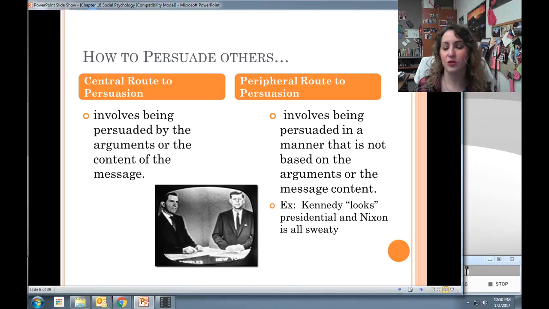It had nothing to do with the content of the message, but the people that saw it, they saw the peripheral route. They saw everything else besides the content. They saw the way that they stood, the facial expressions that they made, exactly what they were wearing. And that changed it. It's very possible that it changed the course of the election.